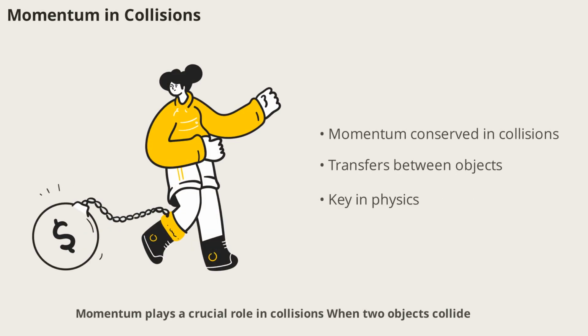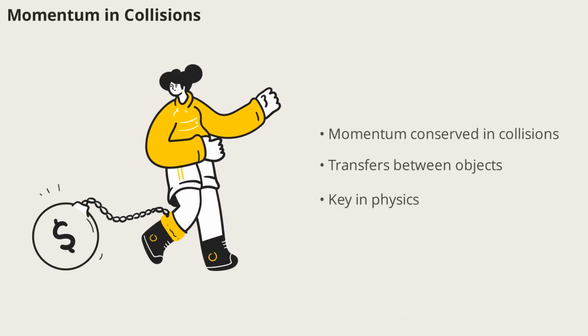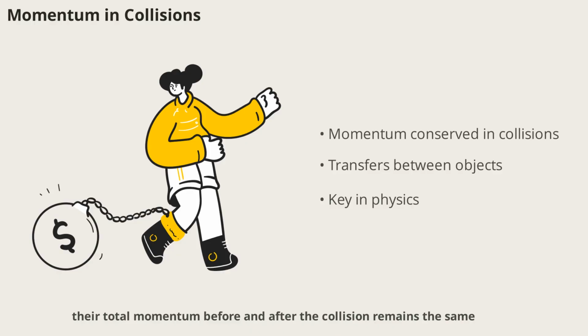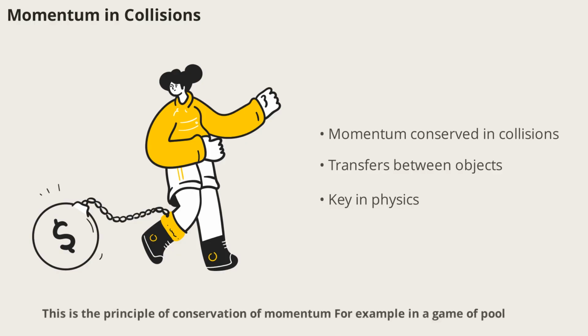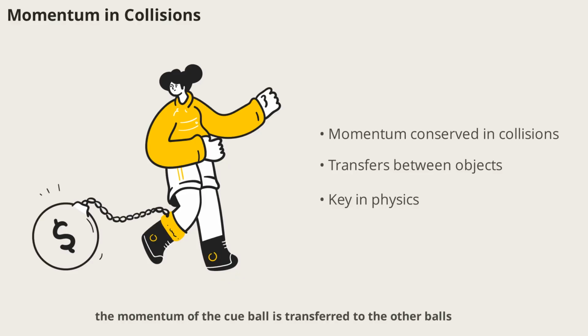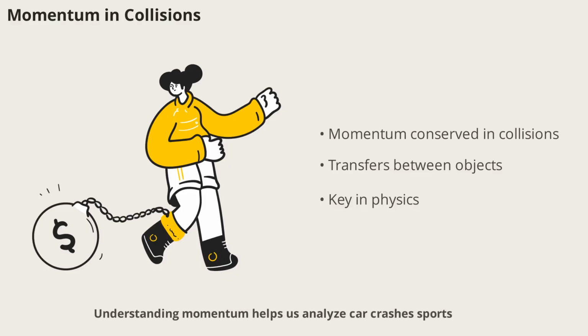Momentum plays a crucial role in collisions. When two objects collide, their total momentum before and after the collision remains the same, provided no external force acts on them. This is the principle of conservation of momentum. For example, in a game of pool, the momentum of the cue ball is transferred to the other balls. Understanding momentum helps us analyze car crashes, sports, and even particle physics.